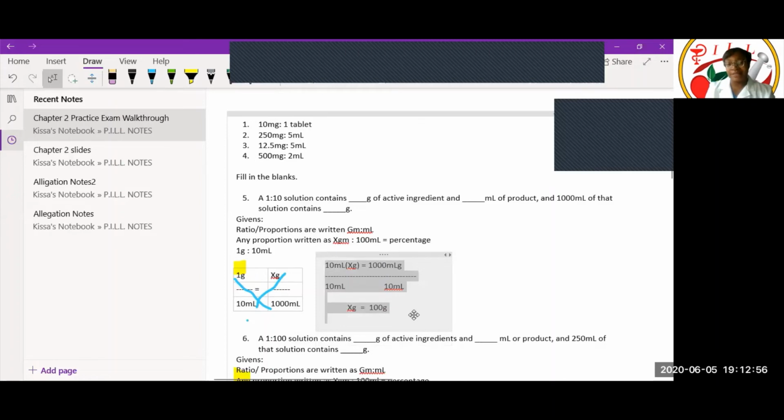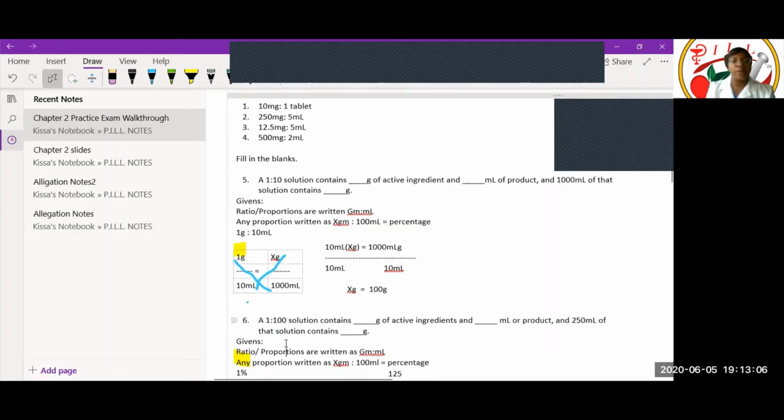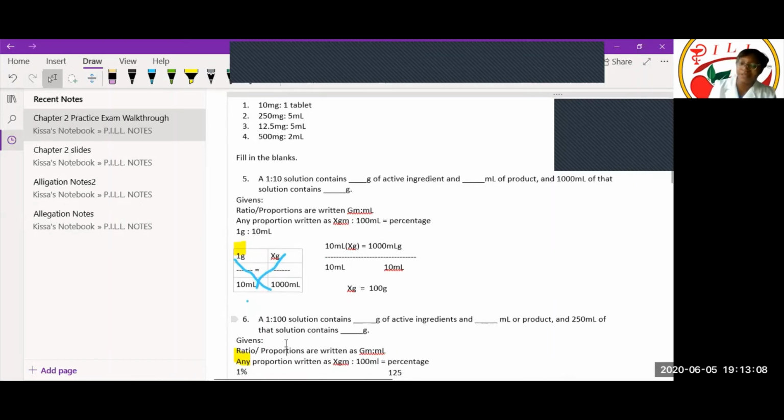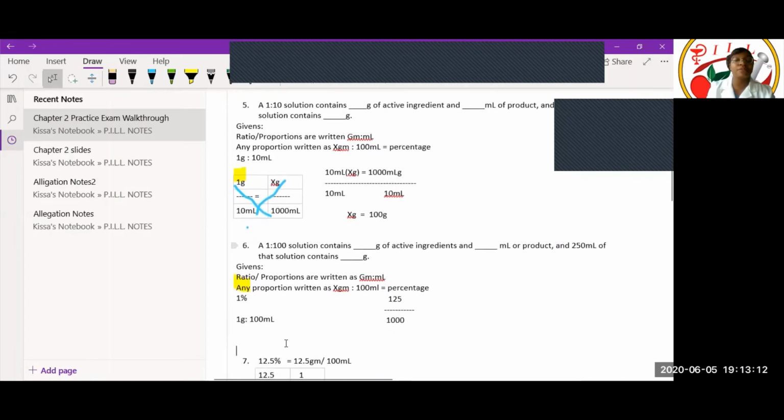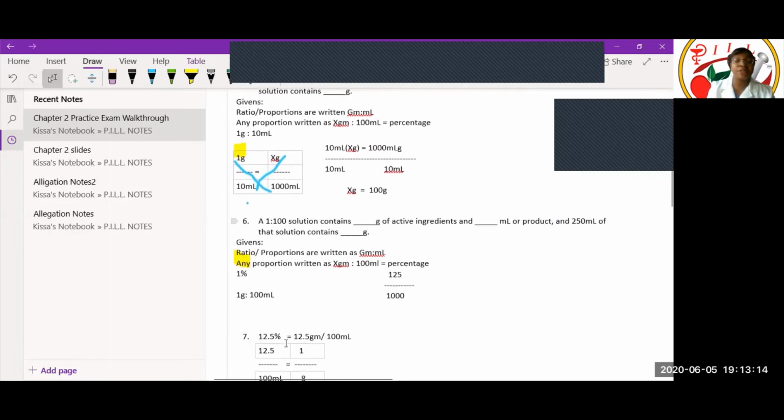You will utilize the same method to solve for problem 6 down here. So problem 6 reads, a 1 part per 100 solution contains how many grams of active ingredients and how many milliliters of product. And then question 2 in problem 6, how many grams are found in 250 milliliters of that solution.